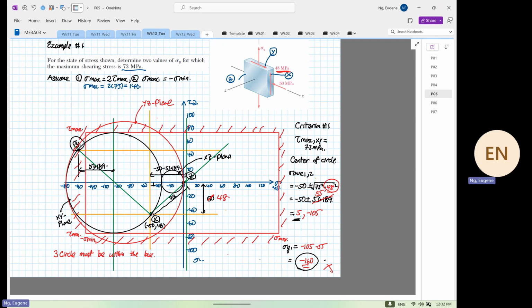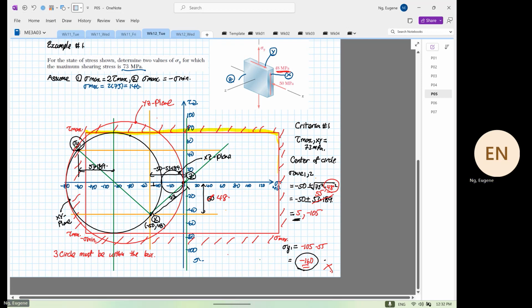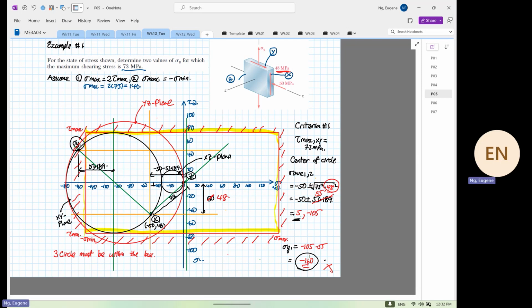Is it because part of the 3D Mohr circle is outside the point of no return, yes or no? The point of no return, i.e. the red box that you can see over here. You can see this box that I'm highlighting, right? If we were to choose the value of 160 megapascal, it's outside the box. And when we construct the 3D Mohr circle, part of the 3D Mohr circle is also outside the box. So this is not a valid answer.